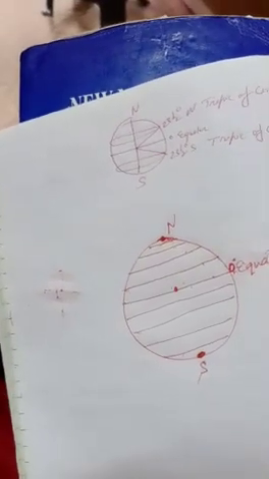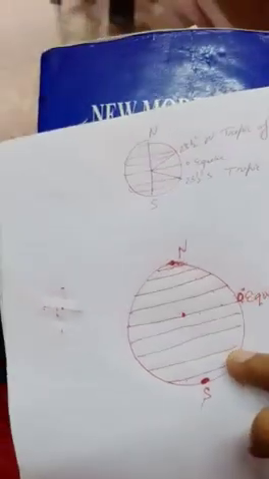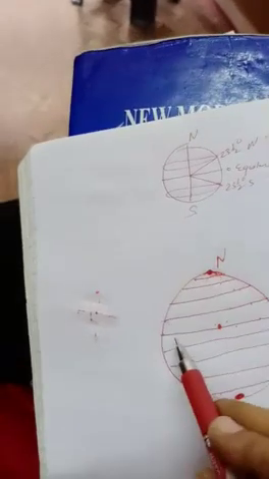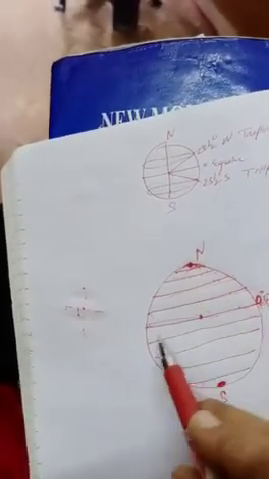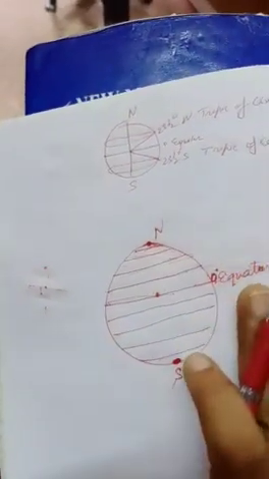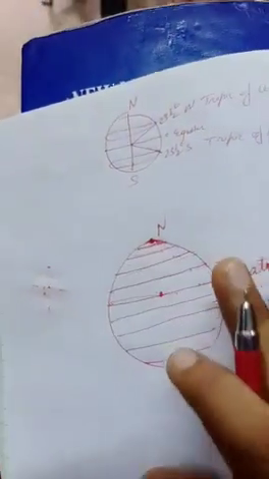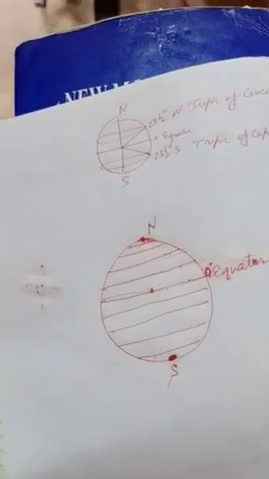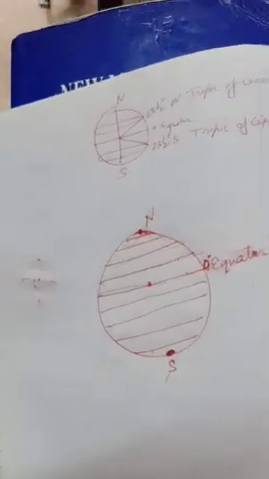So children, I hope you understood about the latitudes. What are latitudes? The horizontal lines are called latitudes. But children, in actual fact, such parallel lines are not there on the earth. These are only imaginary lines.